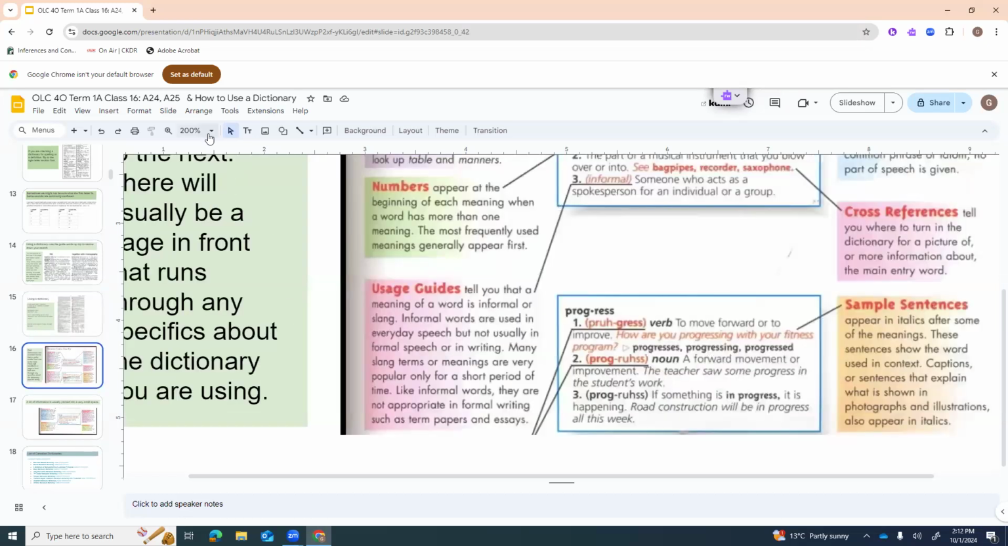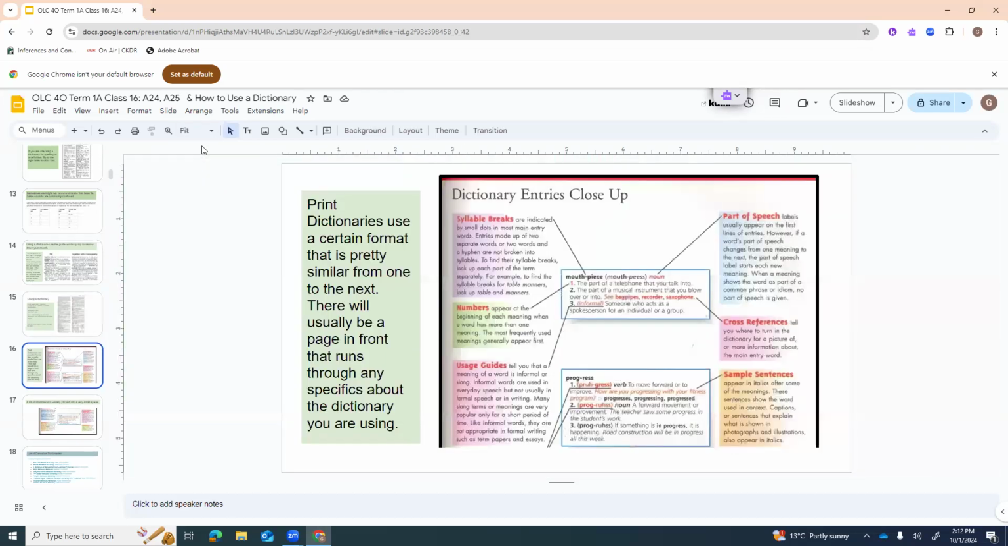Now I'm going to put myself back to the normal size here. Hang on. So, dictionary entries. There's usually a certain format, and they don't generally explain it. There might be a page early in the front that explains it really thoroughly, but some dictionaries might just assume that you know all the details of what they're trying to show you. First off, here's the word mouthpiece, and see how there's a space between mouth and piece? That's a syllable break. Here, they're using a dot. Sometimes you might see a hyphen or a line. It's just showing you that these are two separate syllables, mouth and piece.